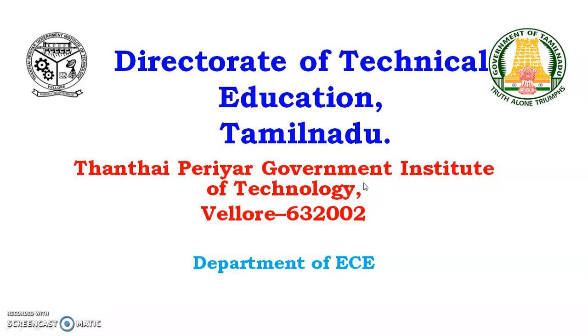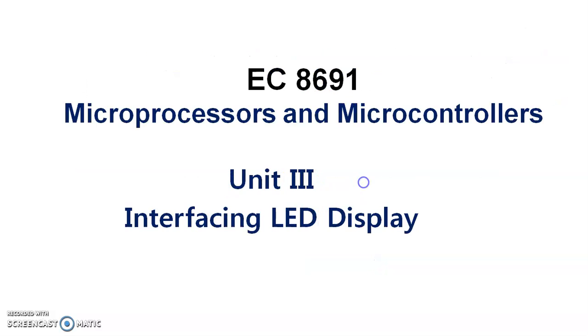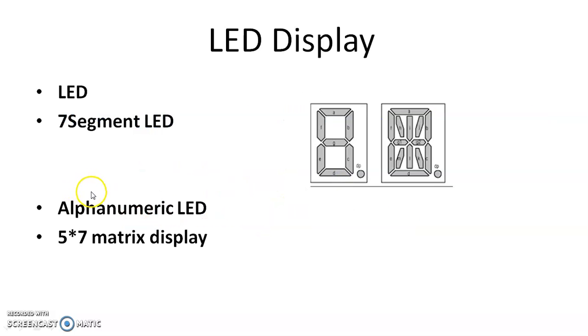Hi everyone, in this video we are going to see about display interfacing. LED display interfacing we are going to see. The main purpose of our LED display is to act as an output device. There are various types of LED displays available. For displaying numerals you can have a 7 segment LED display, or you can have the alphanumeric LED display.